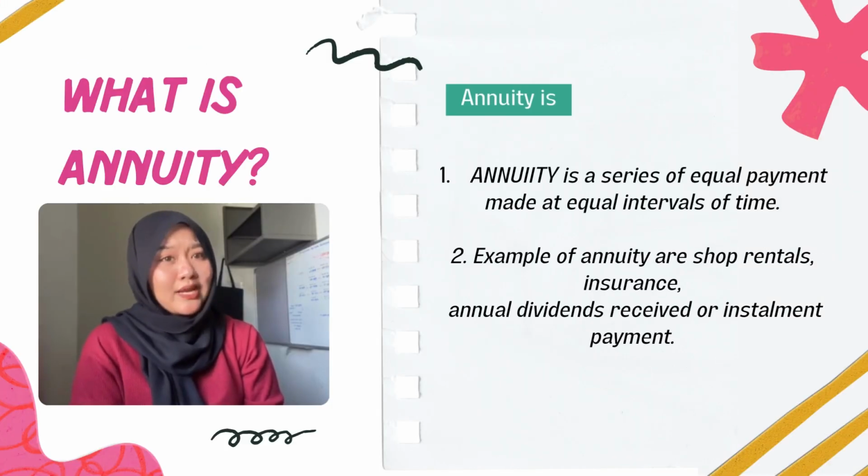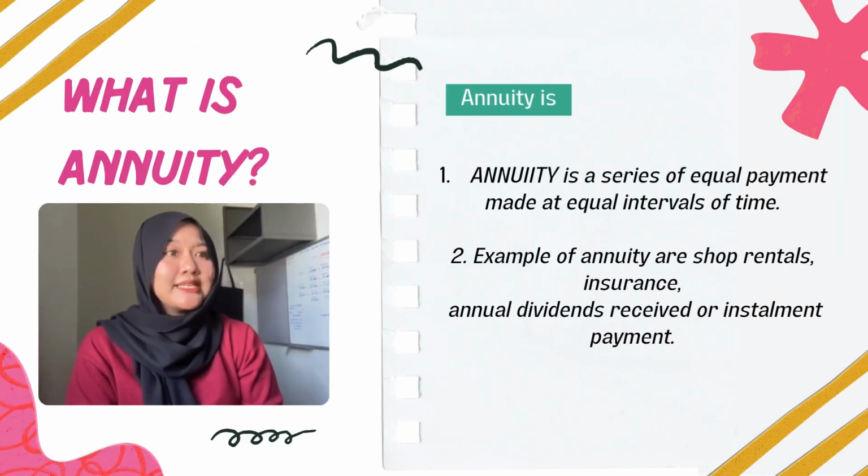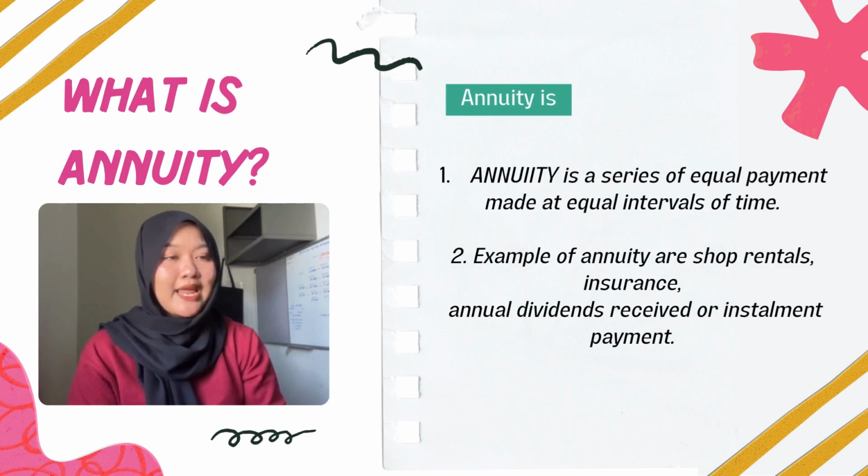Anya, do you understand what is the annuity? Yes, I do. Can you explain to us? Sure, why not? Let me explain to you guys what is annuity. Annuity is a series of equal payments made at equal intervals of time. Examples of annuity are shop rentals, insurance, annual dividend receipt, or installment payment.